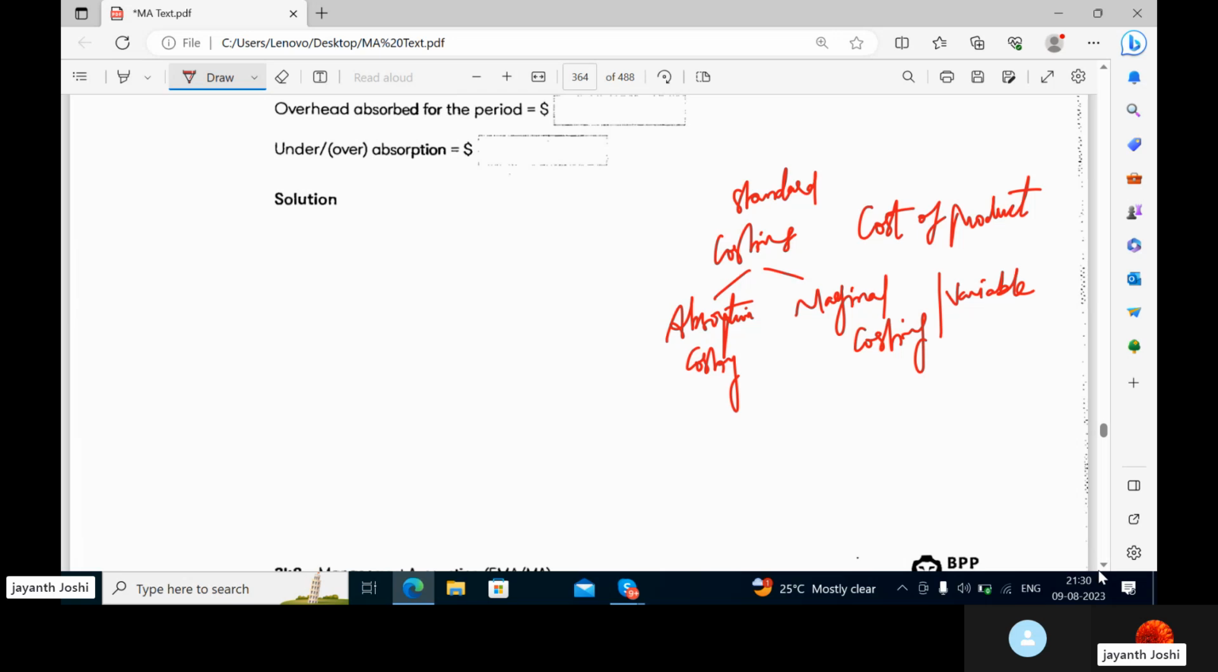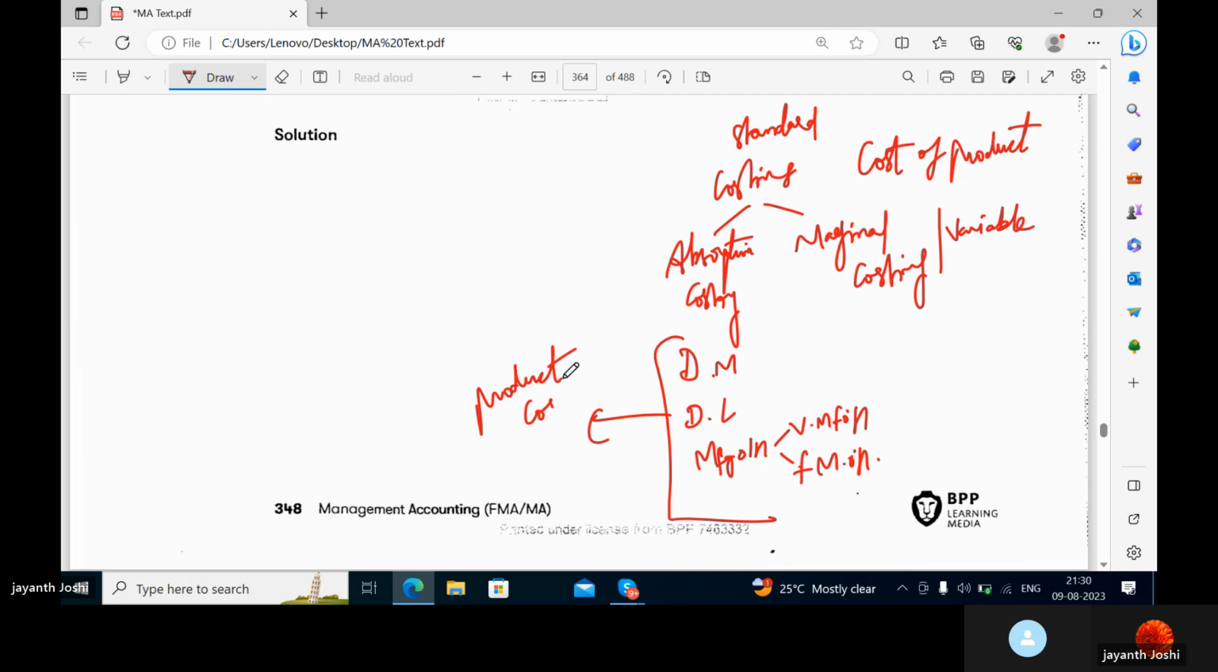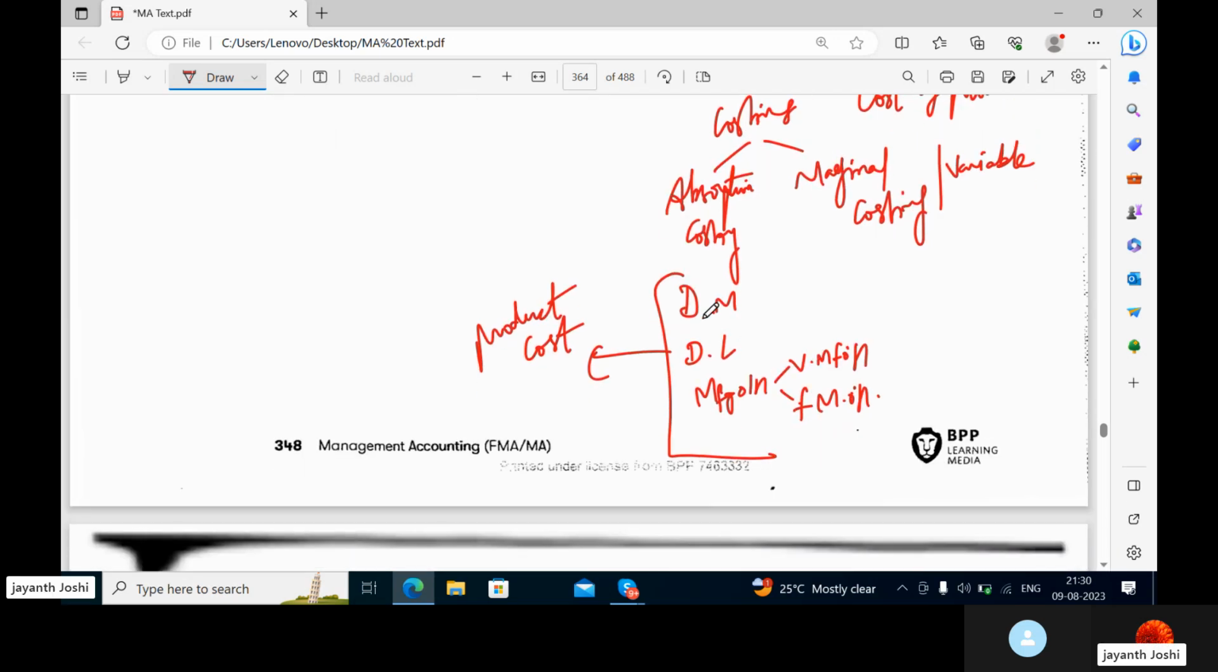Under absorption costing, you will take direct material, direct labor, and manufacturing overheads. In this, you will take variable manufacturing overheads as well as fixed manufacturing overheads. If I take all these four, this is called product cost, because this cost I incur to make a product. These are directly spent, these are indirectly spent to make a product.